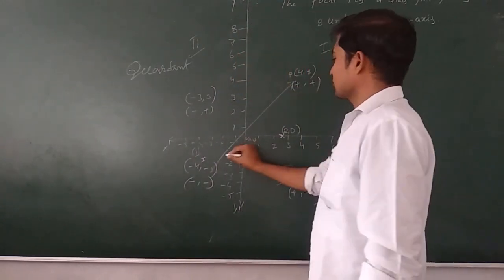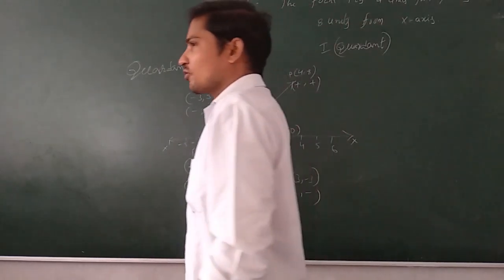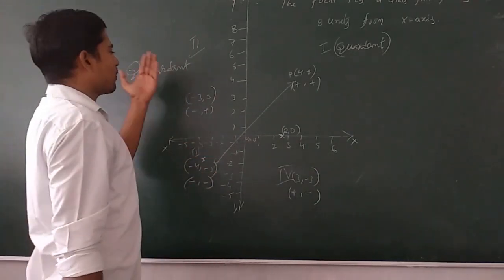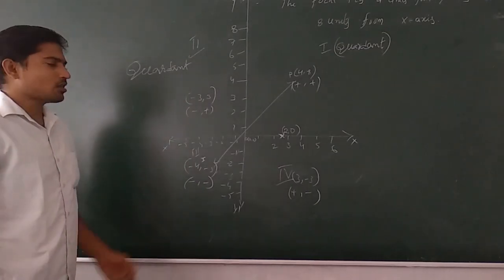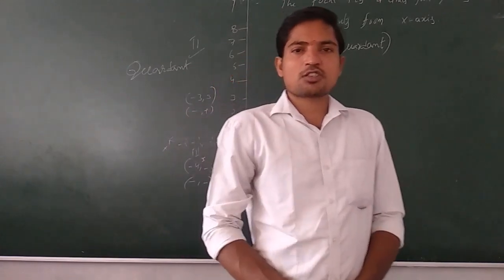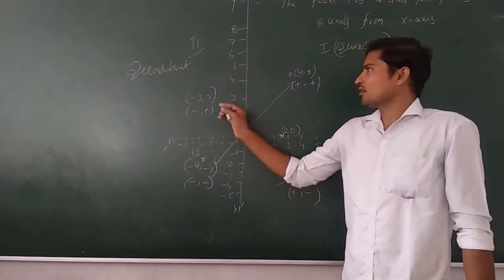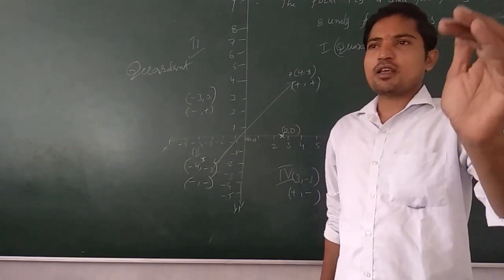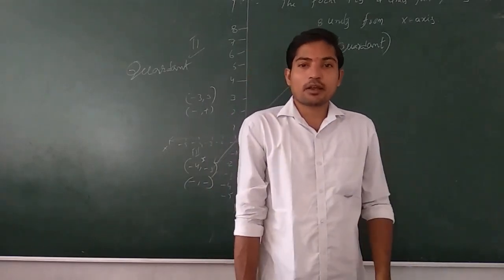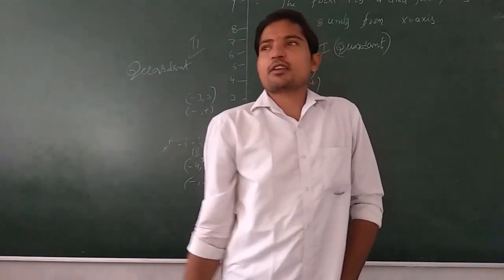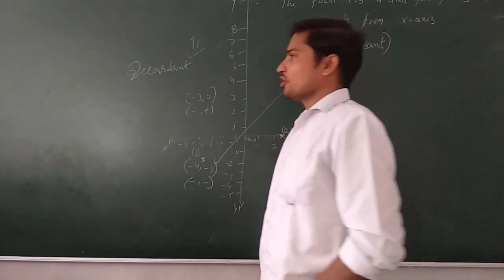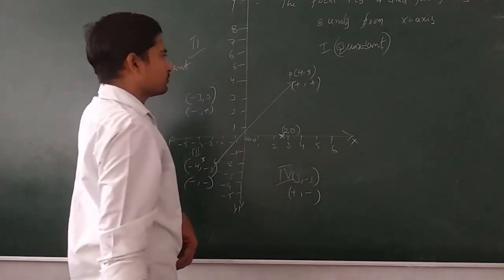See, in the first quadrant both are positive, and in the third quadrant both are negative. In the second and fourth quadrants, one is positive and one is negative. In the second quadrant, the first one is negative and the second one is positive, and in the fourth quadrant, the first one is positive and the second one is negative. Remember that.